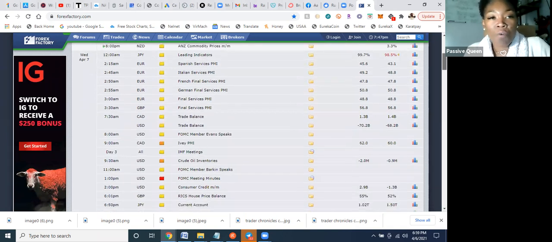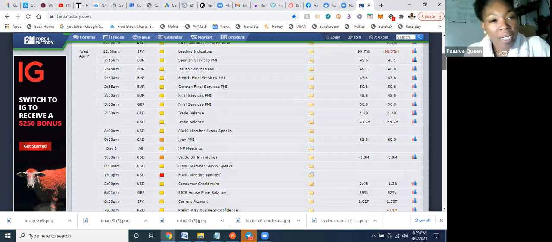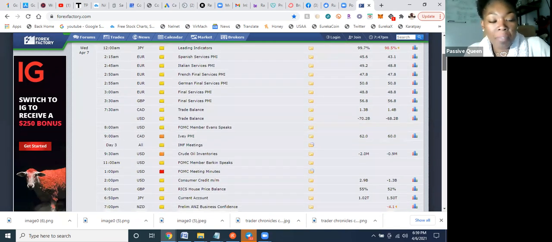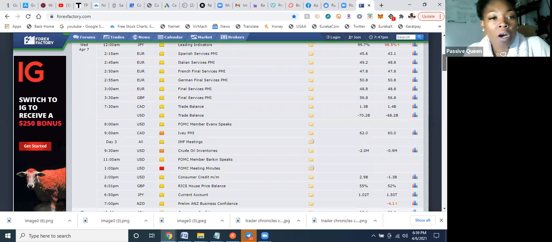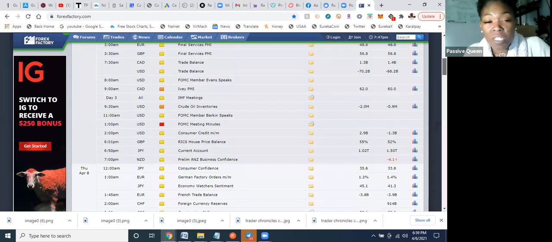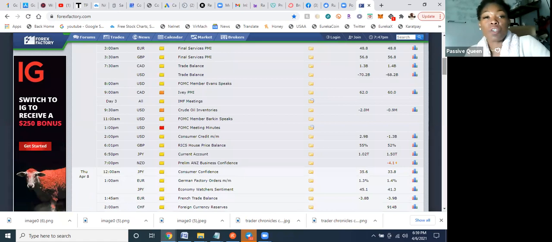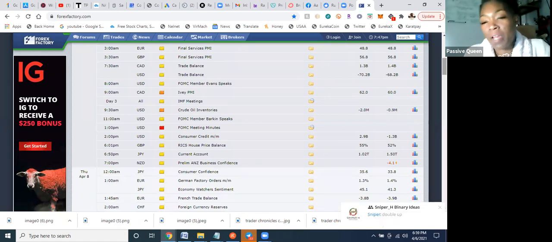So tomorrow morning, we are really clear until 1 p.m. USD. At 9 a.m. we have CAD, orange folder. At 9:30 in the morning, that's USD, crude oil inventory. Red folder at 1 o'clock. Okay. Those are the things you need to be leery of. You can literally go in and scroll on a folder if you want to be really technical to find out exactly what is going on at that time, and the predictions and things like that.